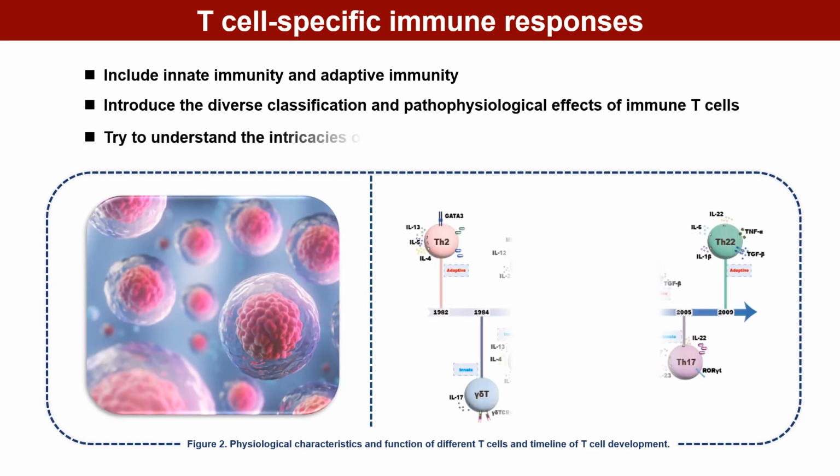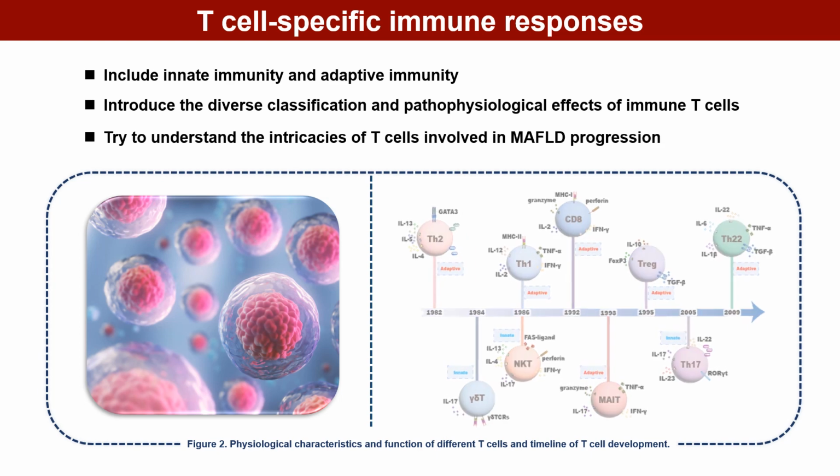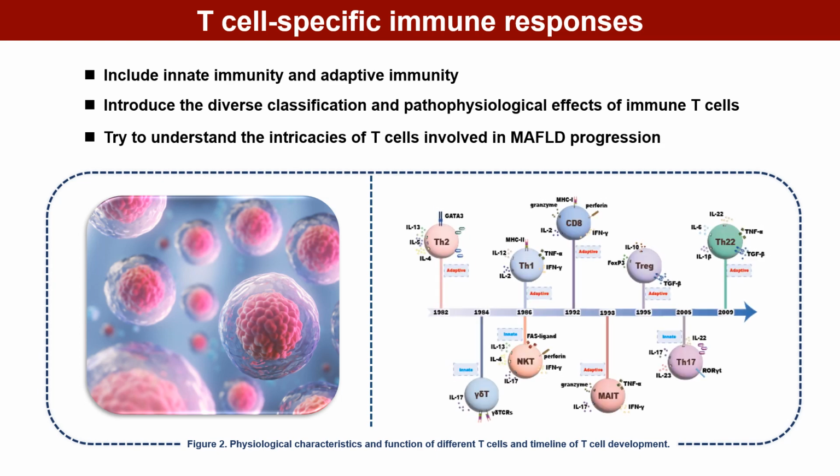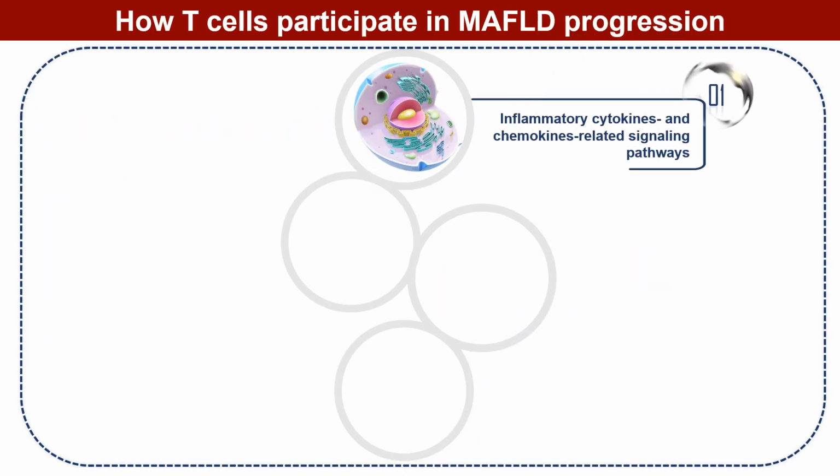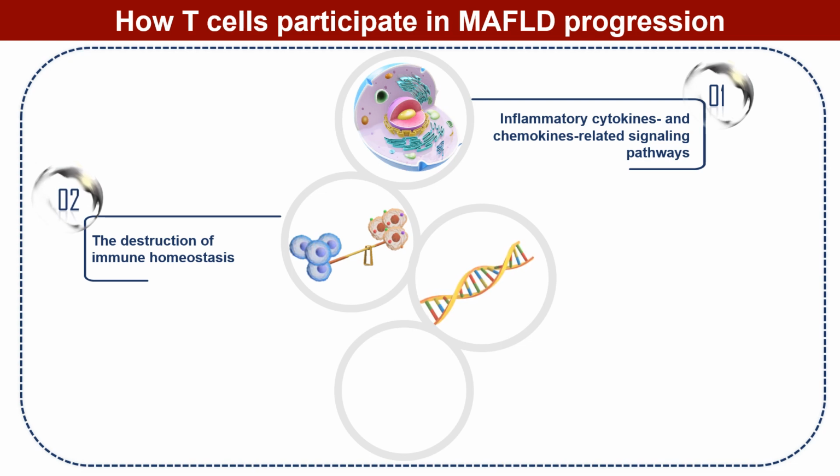We analyzed the physiological characteristics and function of different T cells, including Th1 cell, Th2 cell, Th17 cell, Treg cell, CD8 positive T cell, gamma delta T cell, and NKT cell and MAIT cell. The clinical and animal studies observed the accumulation of inflammatory immune cells like Th1 cells, M1 macrophages, Th17 cells, CD8 T cells, and gamma delta T cells in the liver or adipose tissues, while the quantity and dynamism of anti-inflammatory cells such as Th2 cells, Treg cells, and T cells decreased.